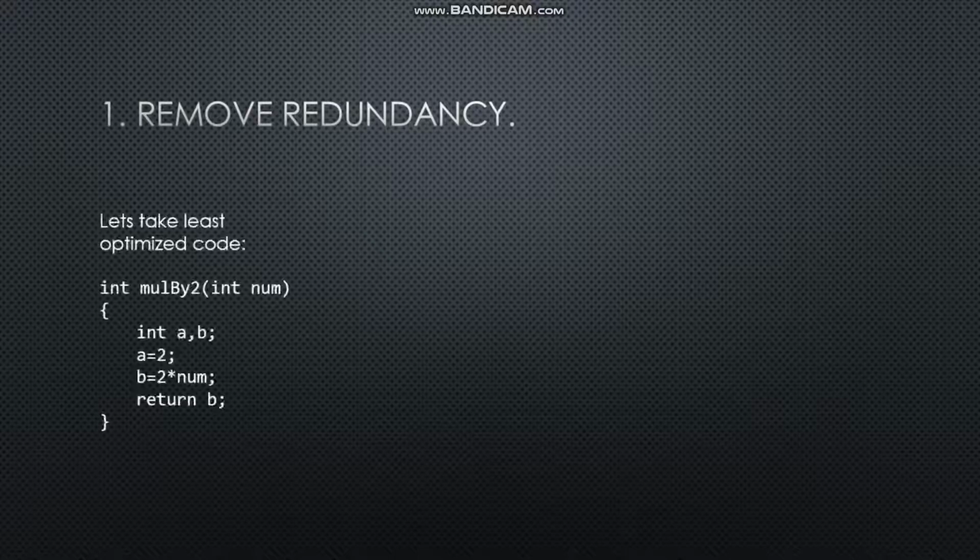Number 1, remove redundancy. To understand the removal of redundancy, I'm going to take this least optimized code as an example. I've created a function that takes one number as argument and returns the number multiplied by 2, or doubled. I've taken two integer numbers a and b, and a is given the value 2 and b stores the product of the number when multiplied by 2, and returns b.